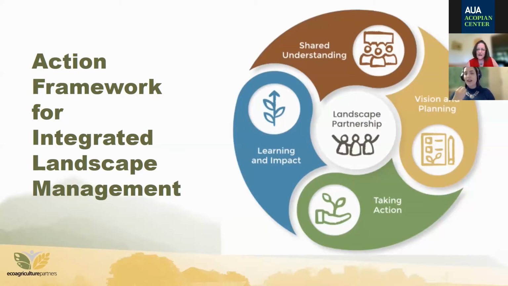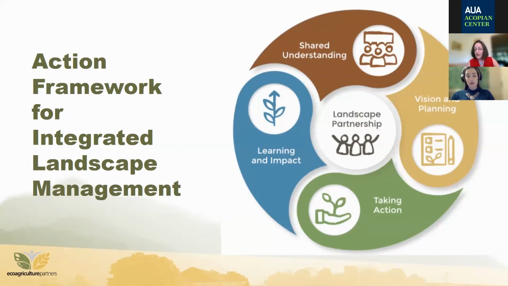Now, if you'll go to the next slide, how does integrated landscape management happen? It seems complicated, but done well, it actually makes life easier for people. This is what we're starting to find. So the five elements of action start at the center with the development of a landscape platform or partnership.